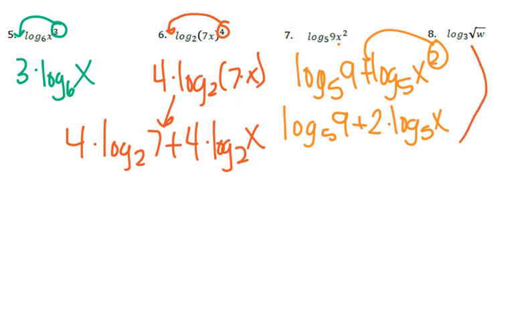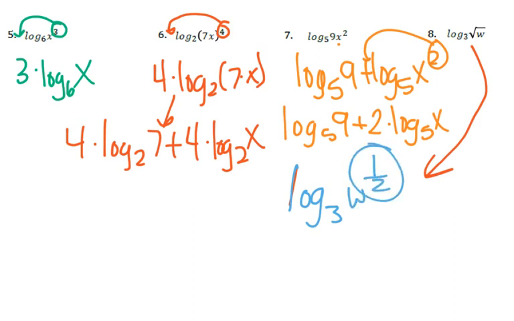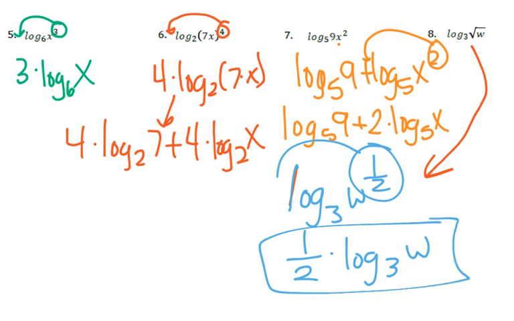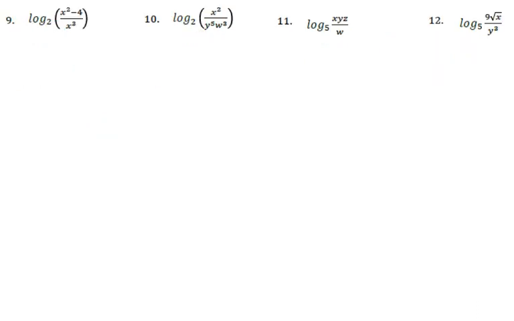Okay, now number 8 is really tricky. And to figure out number 8, we have to realize that the square root is actually an exponent of 1/2. So it's really the power rule. So we bring that down and we get 1/2 times log base 3 of w. And that's what we get for that one.